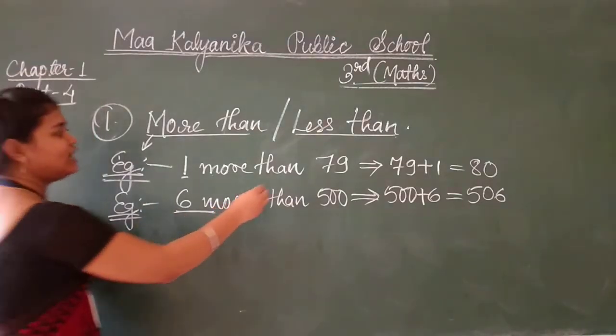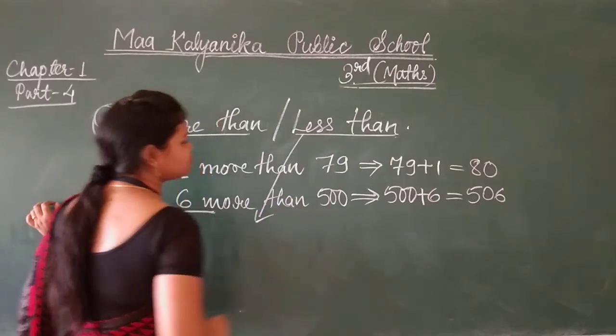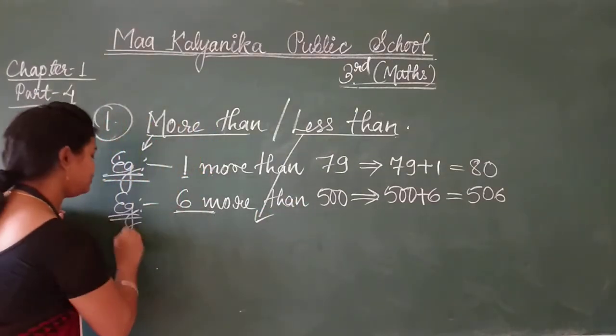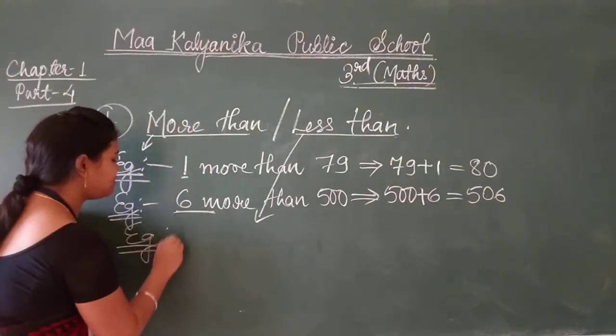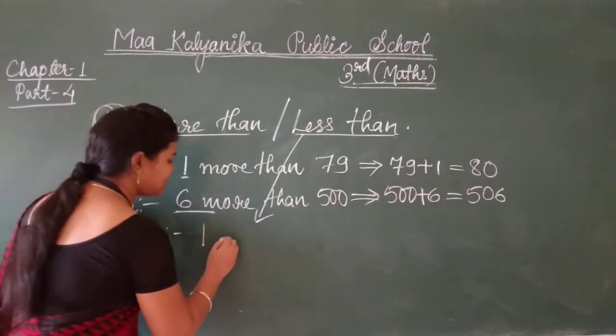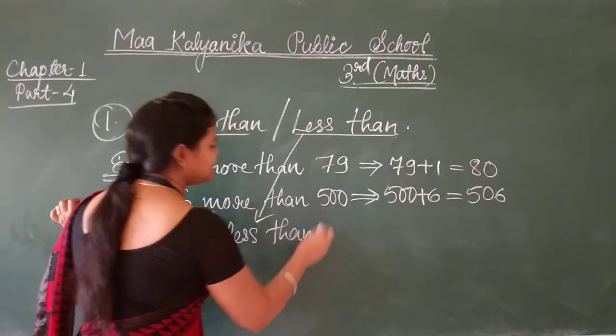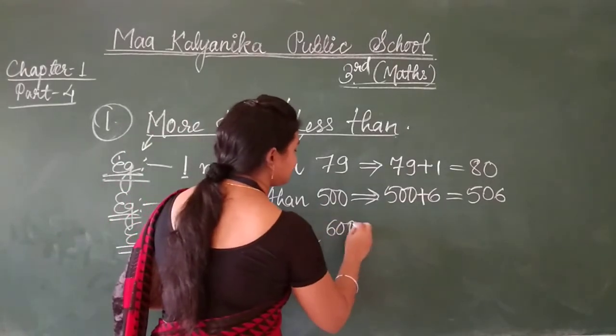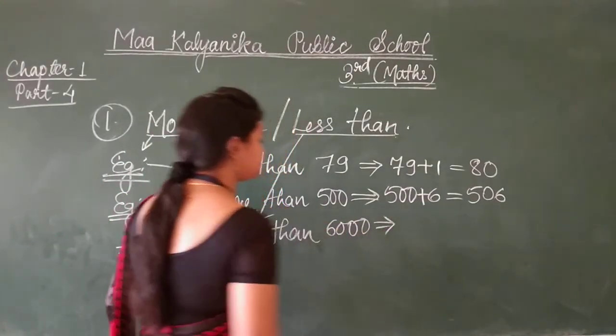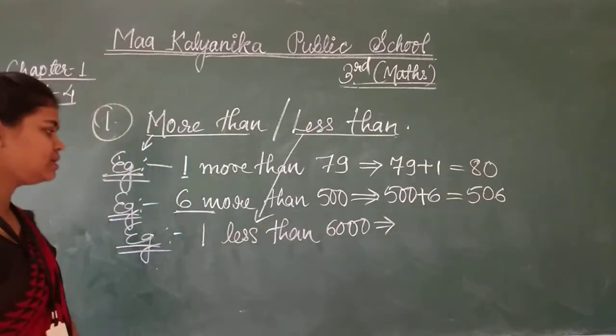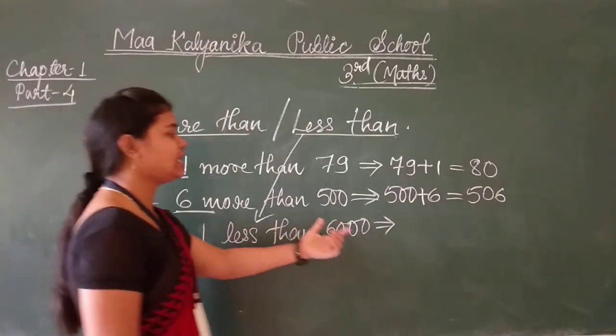Okay. So now less than. Now I am going to tell you a few examples regarding less than. So example number 1. For example, 1 less than, and I am writing a bigger number, that is 6,000. So 1 less than 6,000.